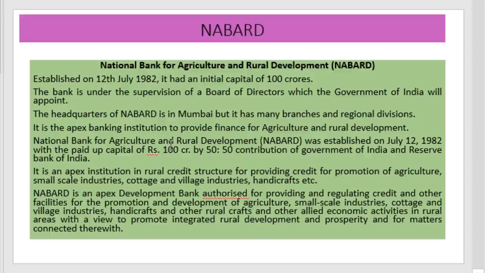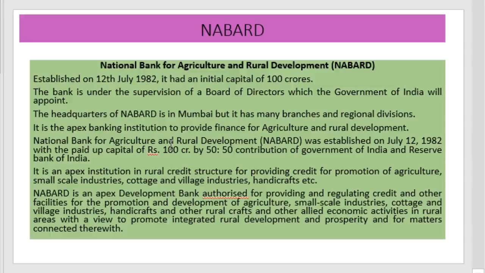NABARD is the National Bank for Agriculture and Rural Development, and it was established on 12th July 1982. It had an initial capital of 100 crores. The bank is under the supervision of a Board of Directors, which the Government of India appoints. The headquarters is at Mumbai, and it has many branches and regional divisions.